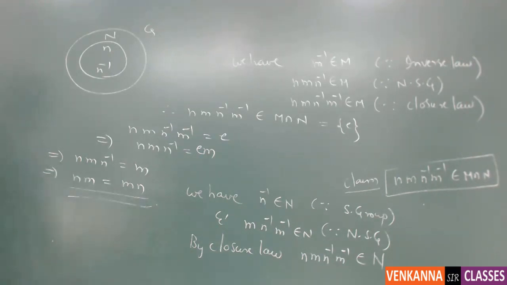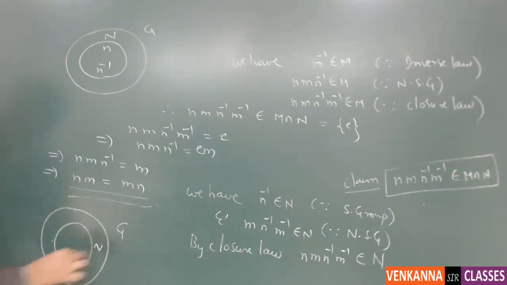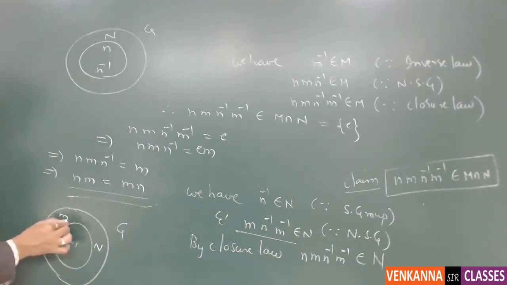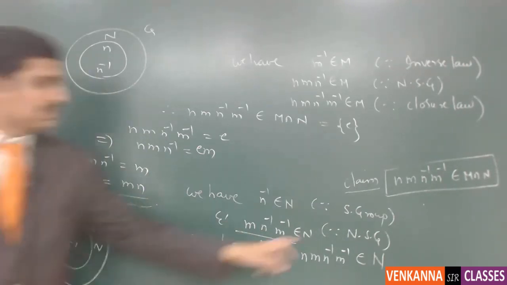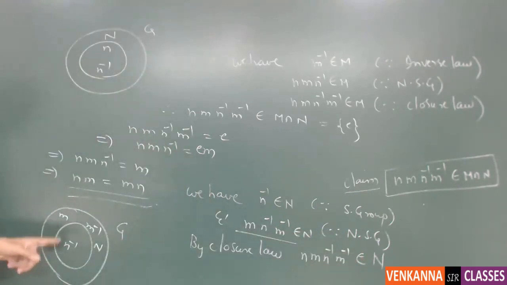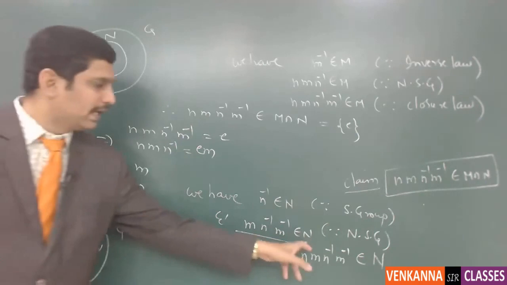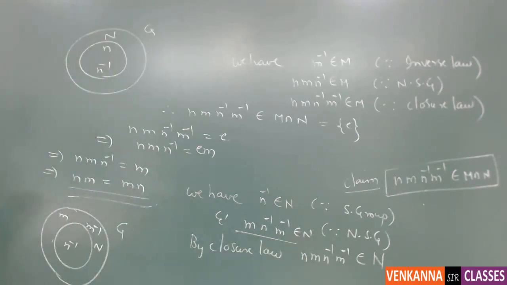The second step, if you observe, this is my diagram. What I have taken, this is the thing I have taken. Here I have taken n inverse, m inverse. Since it is a normal subgroup, n inverse, m inverse belong to N. Observe the second step. The property of the normal subgroup I have applied. Any questions? Does this picture clearly give the idea or not?